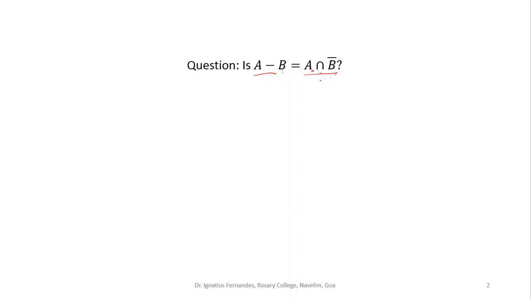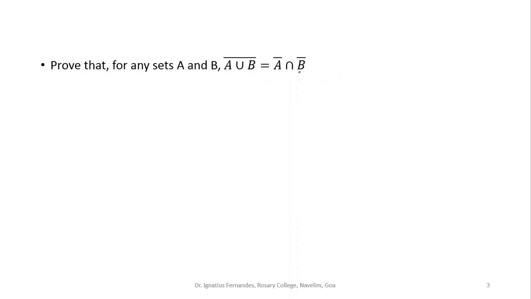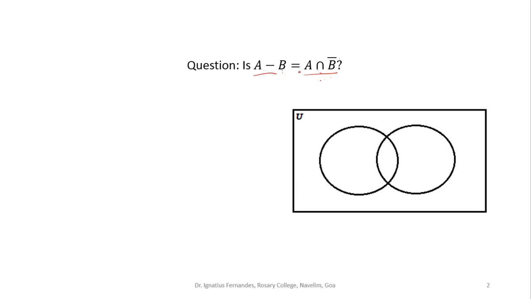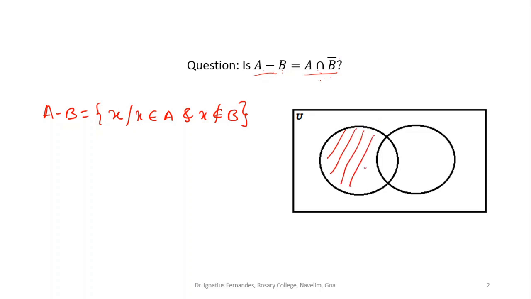So going by the definition, what is A minus B? A minus B is the collection of all the elements of A which are not in B. Just to recall, A minus B is all those elements x such that x is in A and x is not in B. If you recall, this is what the definition was. A minus B was the elements of A which are not in B.